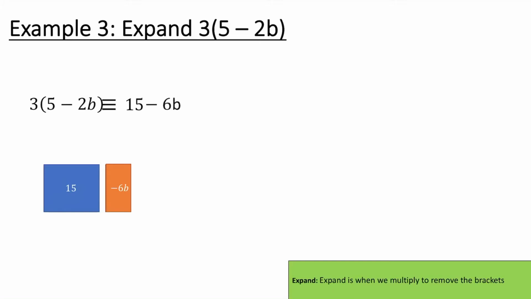Since we are expanding brackets, we are multiplying whatever's on the outside of the bracket by everything that is inside of the bracket one by one. So we could just say that it's 3 lots of 5, take away 2b's, and this is another way that you could set this up.